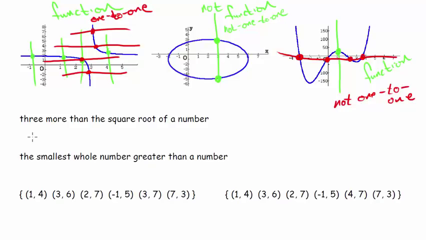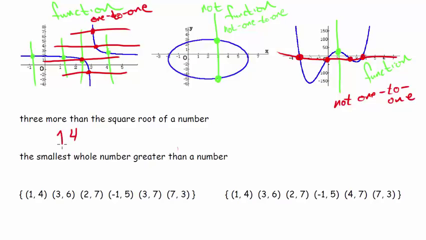All right, 3 more than the square root of a number. So if I take a number, I'm going to find its square root and add 3 to it. This would be a verbal representation. So let's just pick a number and try one. I'm going to pick a number that I can take the square root of. So let's say I take 4.